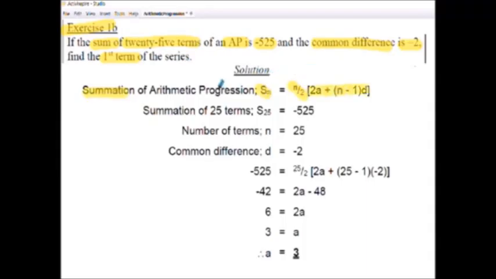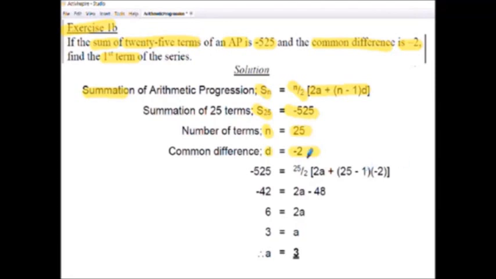Now in this question I'm given the sum of the first 25 terms. I'm told it's negative 525. I'm given a number of terms, obviously it's 25 that I've summed. The common difference in this case is also given, d is equal to minus 2. So I have to find the first term in the series. That means I have to rearrange the equation for A.